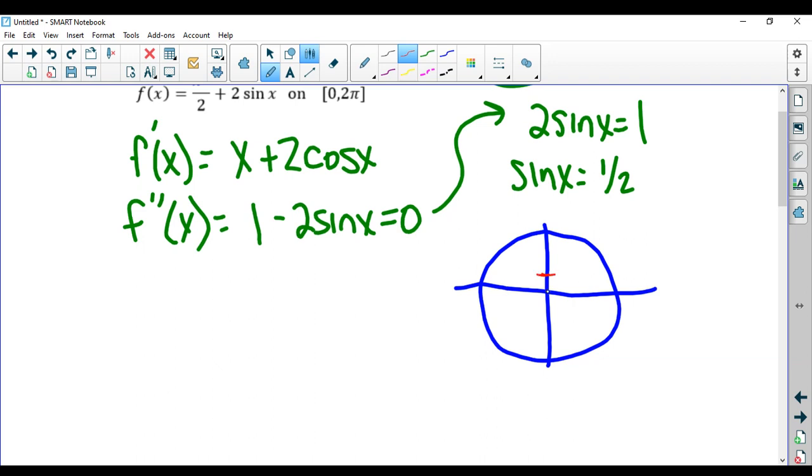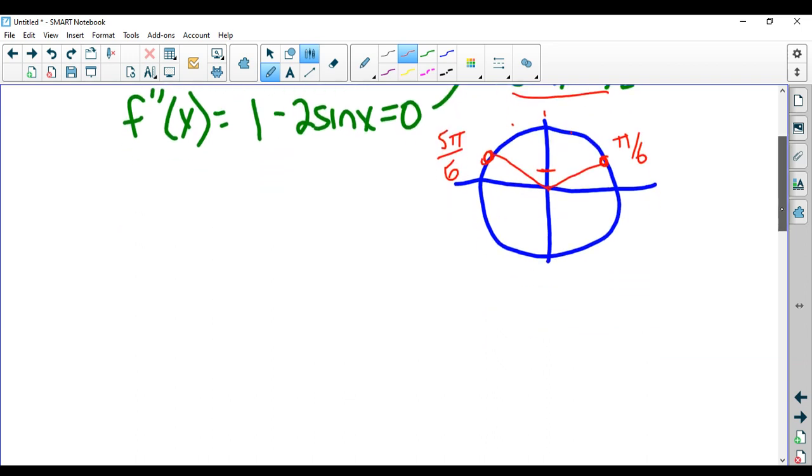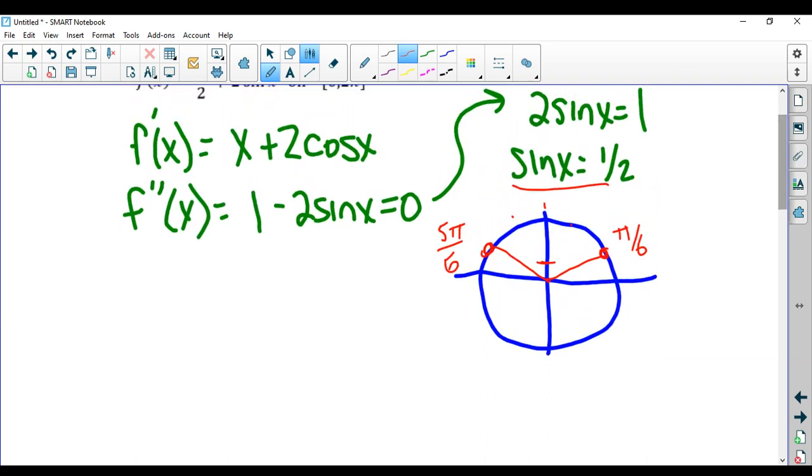That would indicate this spoke and this spoke. This is pi over 6, 2 pi over 6, 3 pi over 6, 4 pi over 6, and this is 5 pi over 6. So those solve this equation, which means those are our possible points of inflection.